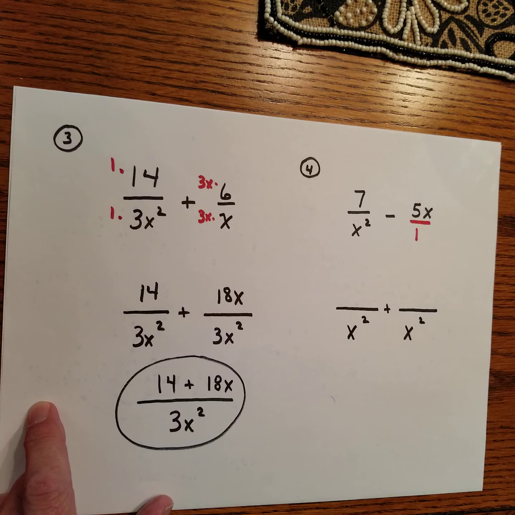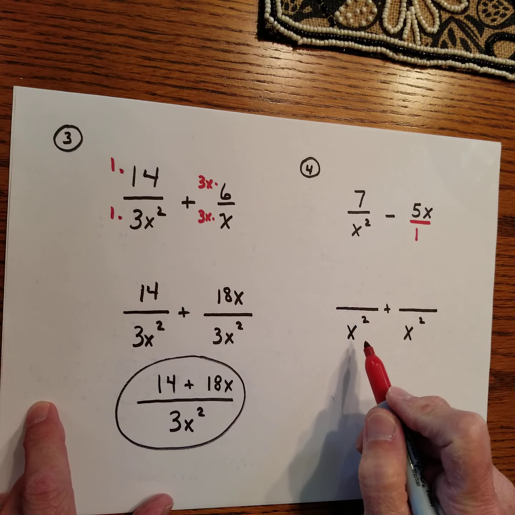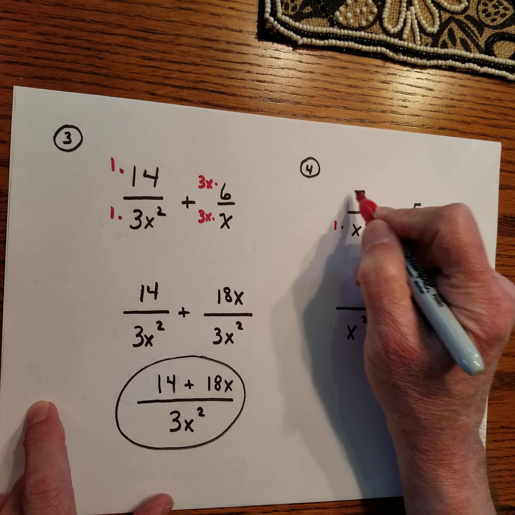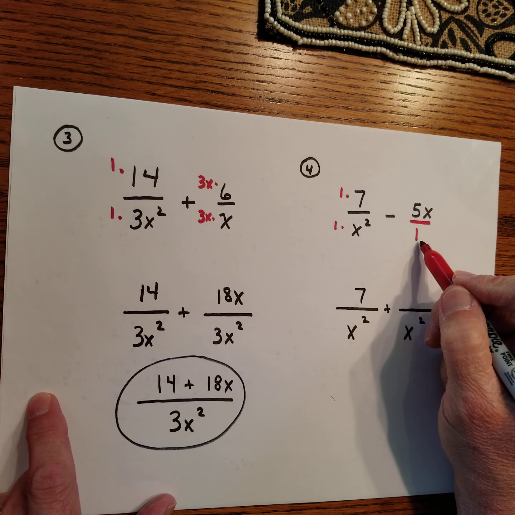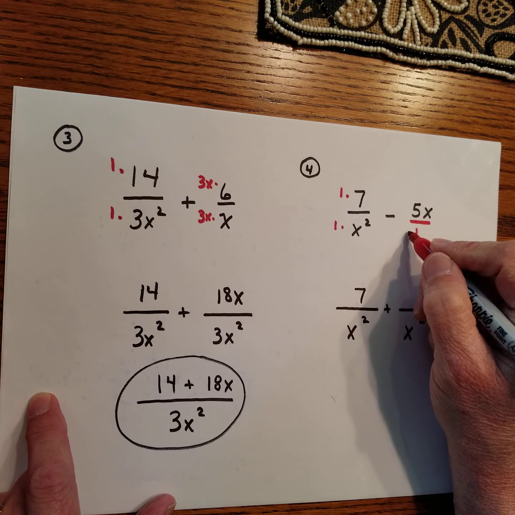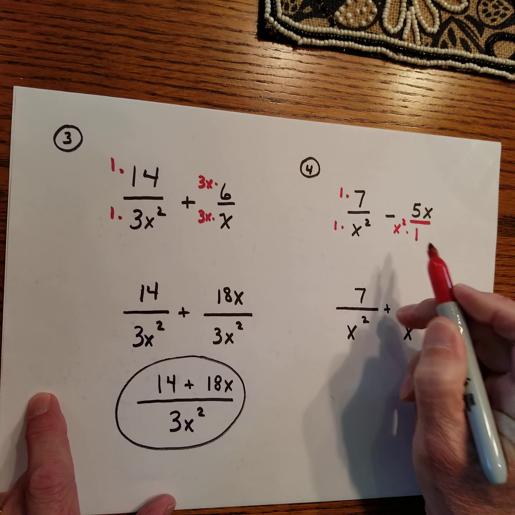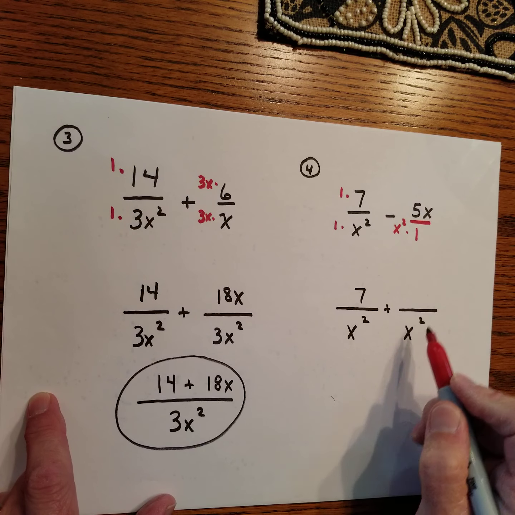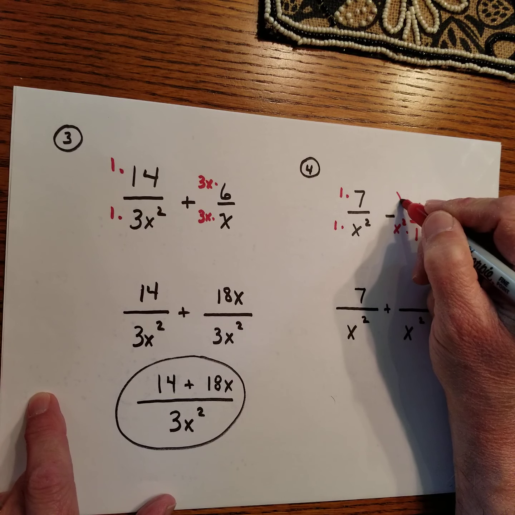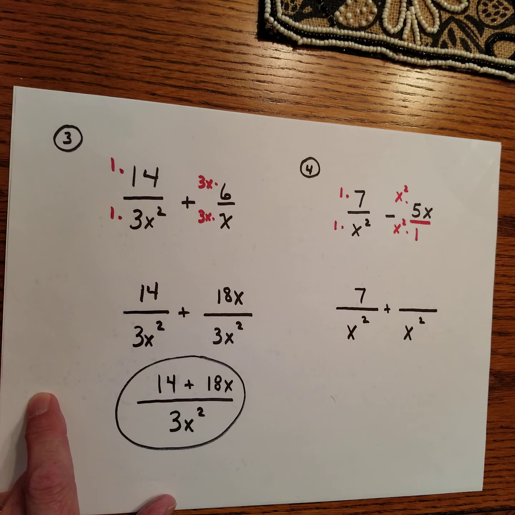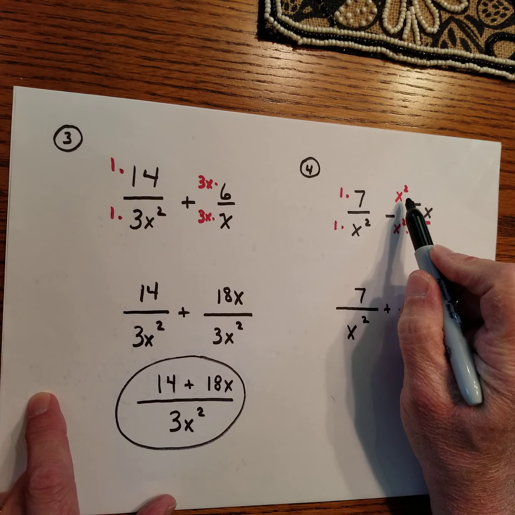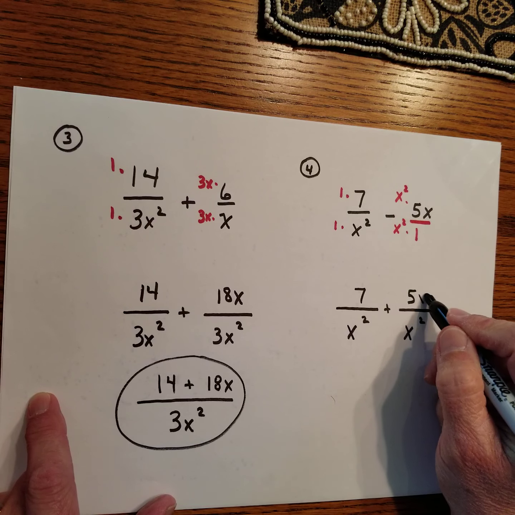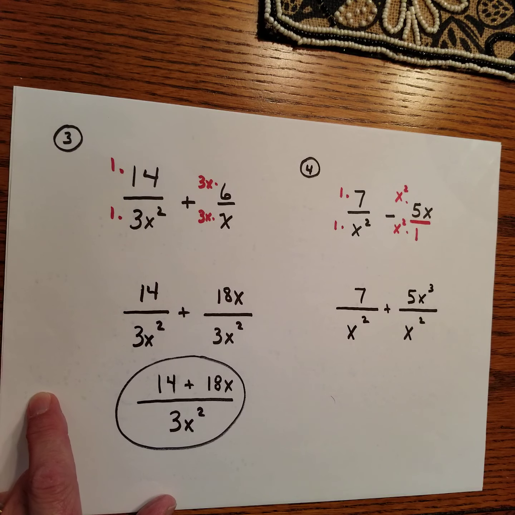For the numerators, what do you multiply times x squared to get itself? 1. Multiply the top by 1. What do you multiply times 1 to get x squared? Well, we'll have to multiply by x squared. X squared times 1 would give me x squared. But if I multiply the bottom by x squared, I must multiply the top by x squared. Now, x squared times 5x is, there's 2 x's there, another x there, that's 5x to the third.